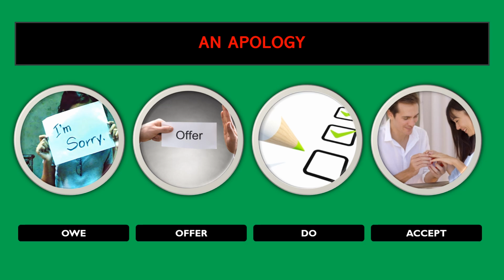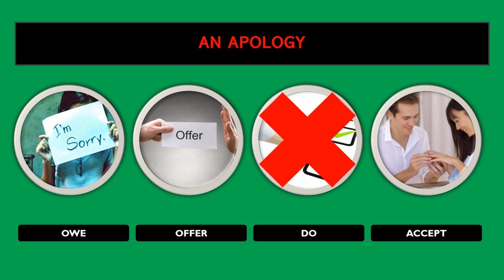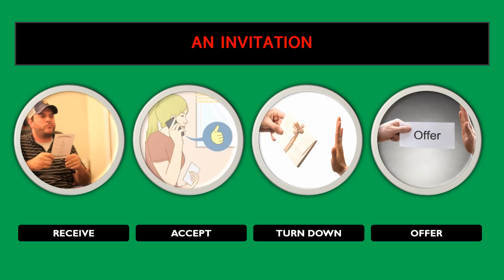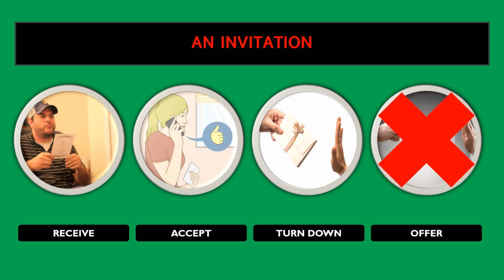An apology. When you say sorry, you can owe an apology, you can offer an apology, and you can accept an apology, but you cannot do an apology. That is not possible. An invitation. You can receive an invitation, you can accept an invitation, and you can turn down an invitation. When you turn down an invitation, you don't accept it. So you cannot offer an invitation.